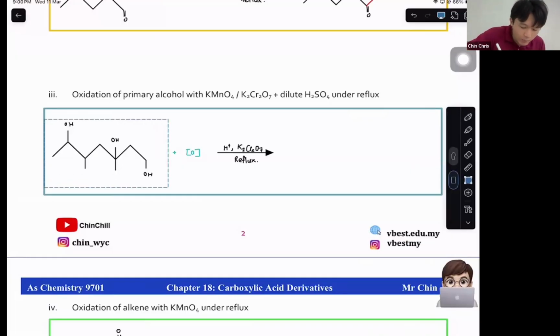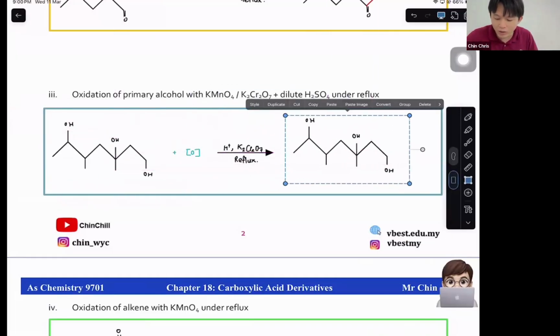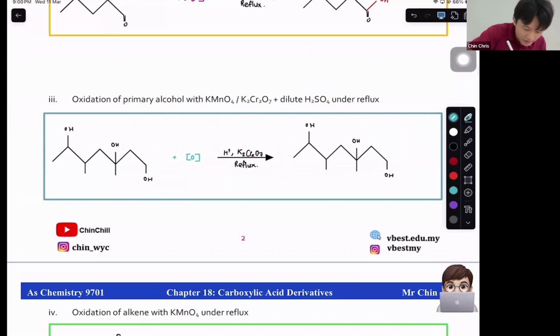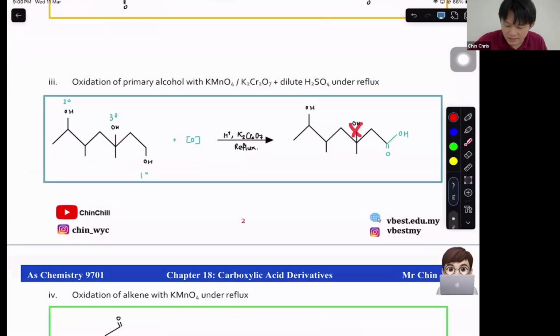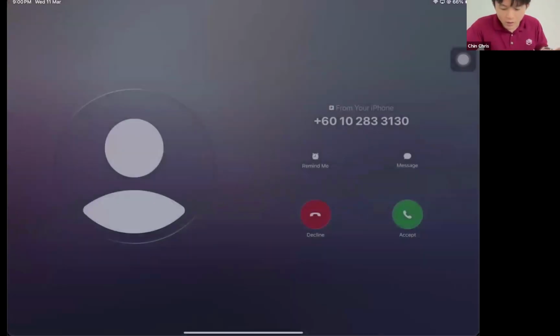Alright, guys, again, a primary alcohol is going to get oxidized into what? By the way, this is a secondary, a tertiary, and a primary. So primary is going to get oxidized into a carboxylic acid. Understand or not? Yes, okay, and tertiary cannot be oxidized. Secondary can turn into a ketone.